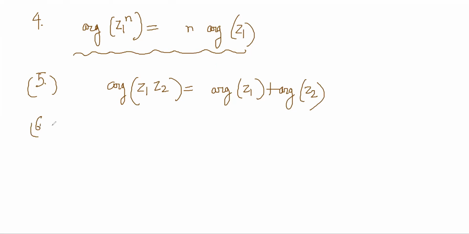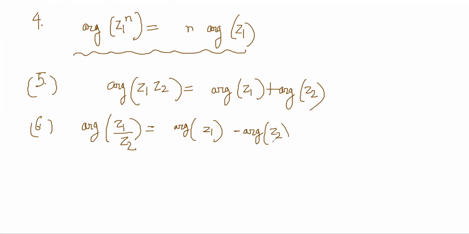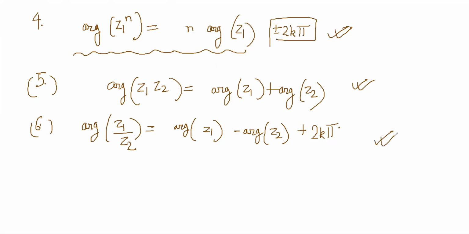Similarly, argument of z1 by z2 is equal to argument of z1 minus argument of z2 plus 2k pi. I want you to try and convince yourself that all of this is true. There will be a plus or minus 2k pi here also. Convince yourself that it works.